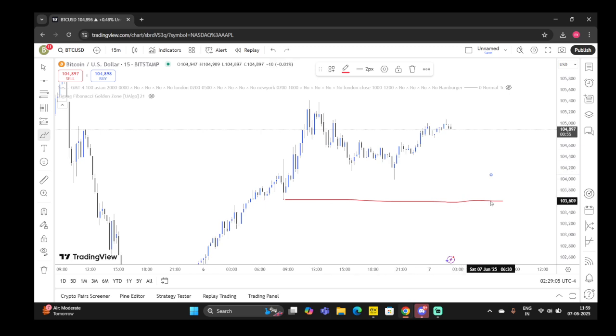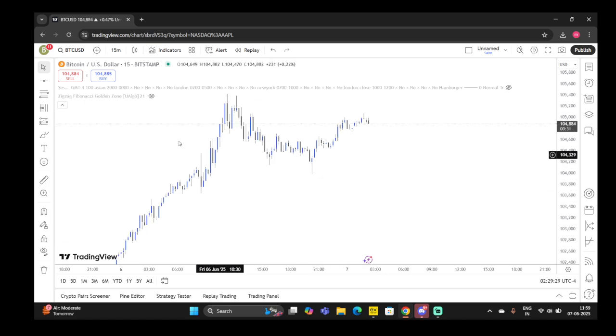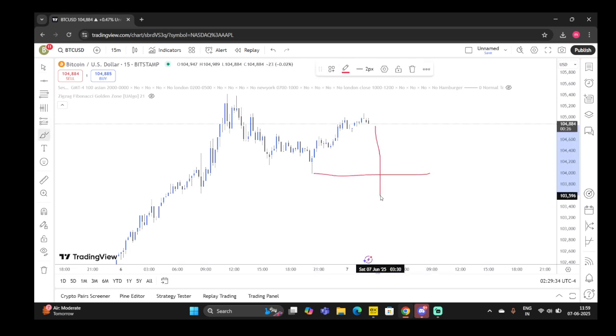If this low at 622 is broken like this and closes below this, then I consider this as an MSS. Until then, it is just making a higher low zone. So even if this is broken, if it comes like this and closes, I take this as an MSS.